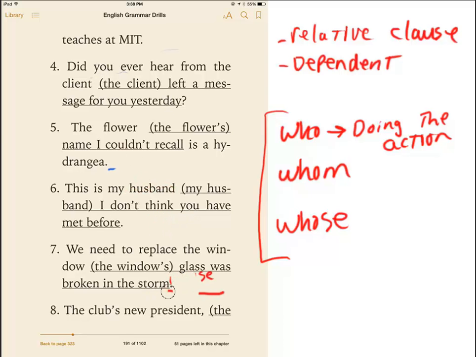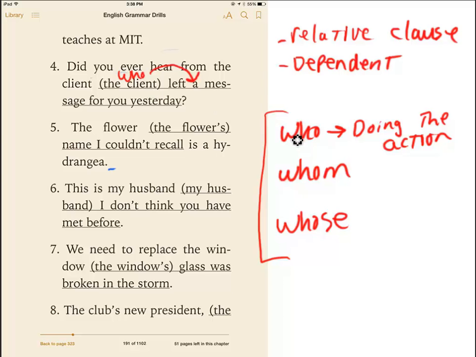Let's go ahead and do one more. Did you ever hear from the client who left a message for you yesterday? This is definitely who. How do I know it's who? Because they are the ones that left a message. The client is the one who left a message. So it's doing the action. It is who. It is the subject.